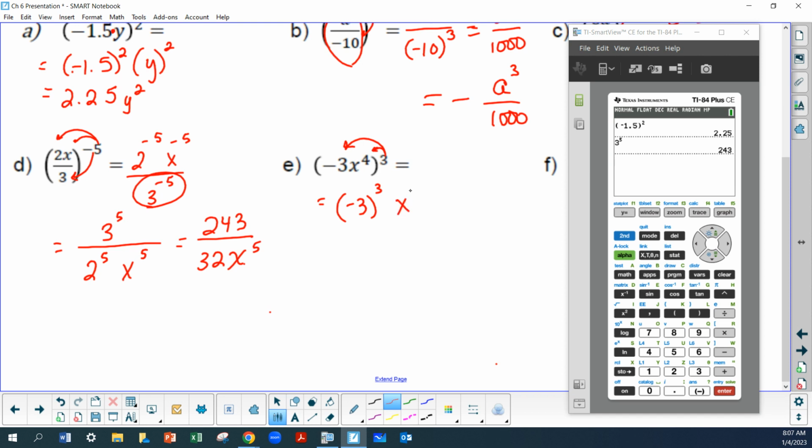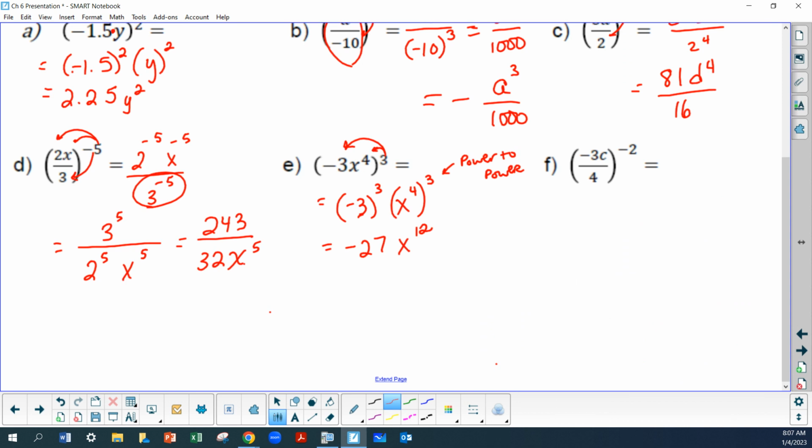Now I get x to the 4th raised to the 3rd. This is the power to power property now, isn't it? And what do we do with power to power? Yesterday we learned that we multiply it. So that's going to give us an x to the 12th. I went ahead and did 3 cubed. Hopefully you know 3 cubed is 27. So there we go. Otherwise, use your calculator.